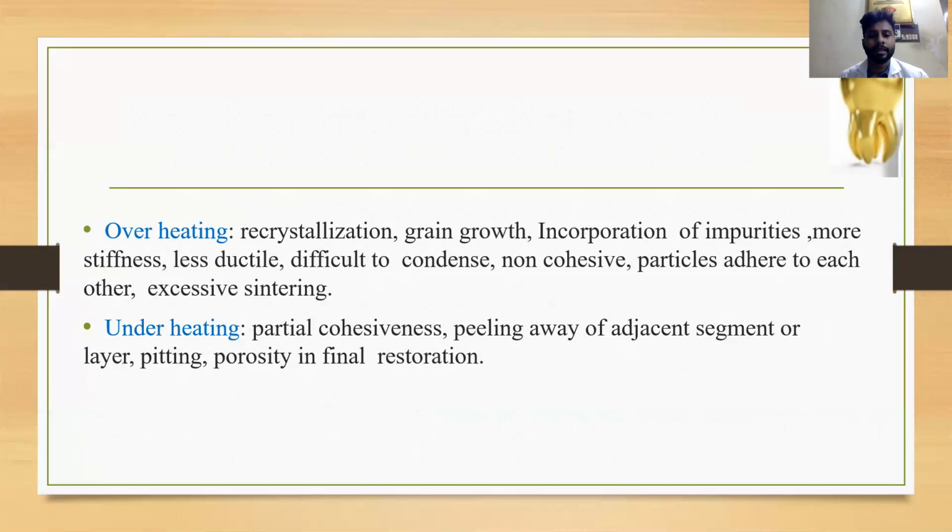Overheating causes recrystallization, grain growth, incorporation of impurities, more stiffness, less ductility, difficulty to condense, non-cohesive particles adhering to each other, and excessive sintering. Underheating involves partial cohesiveness, peeling away of adjacent segment or layer, pitting, porosity, and failure of the final restoration.